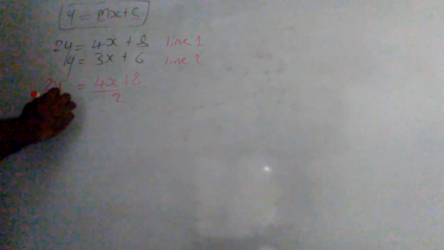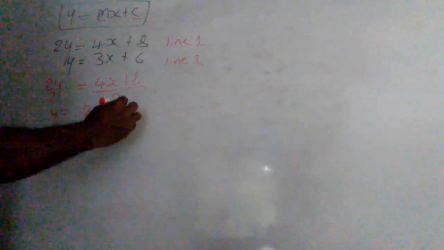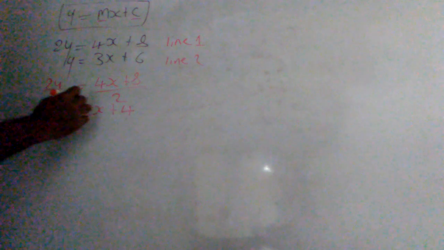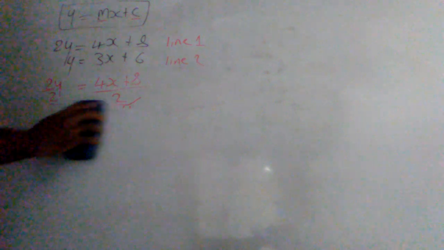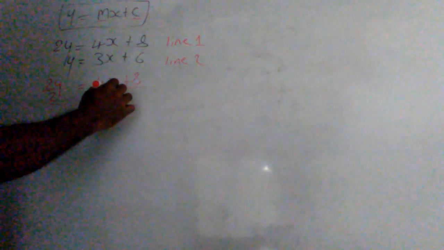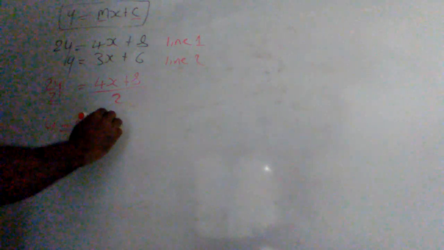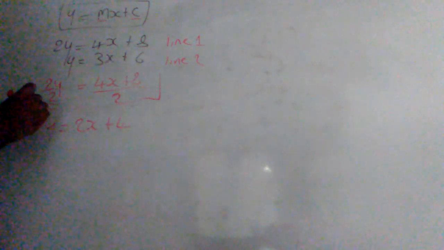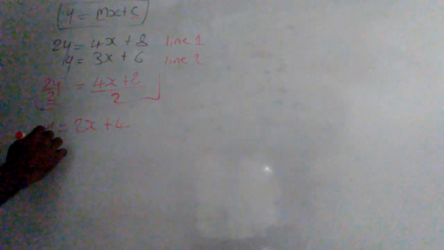So y would be equal to 2x plus 4. So now we have y to be 2x plus 4. We'll just separate this. So y will be equal to 2x plus 4. So I'll just separate this and just write back the equation for line 2 here.